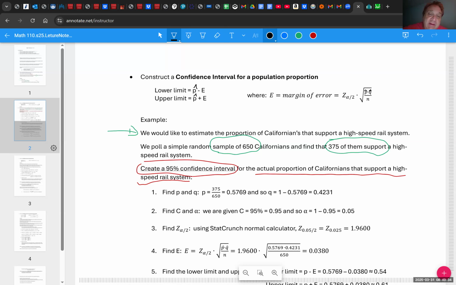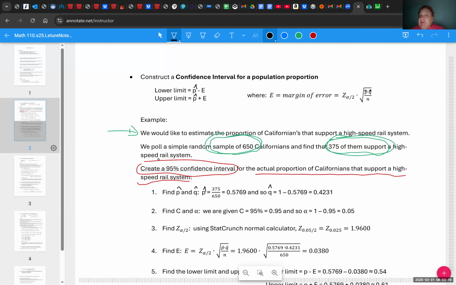So we have to find the P hat and the Q hat. The P hat is just the sample proportion. We know that 375 of them support it out of a total of 650. So 375 out of 650, just grab your calculator, you divide that out, and you should get something like 0.5769. That's what I got when I did it. And then Q hat is just 1 minus P hat. So Q hat is just 1 minus 0.5769. Again, calculate it and you get 0.4231. So our first step is to find P hat and Q hat. P hat is just the proportion in the sample, and Q hat is just 1 minus that.